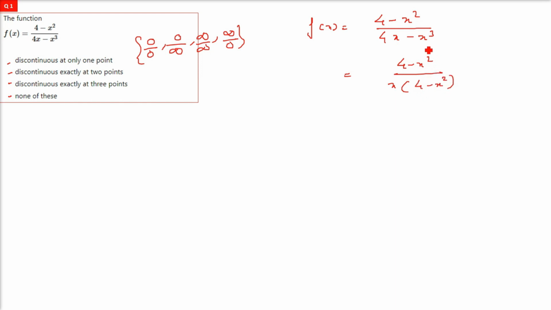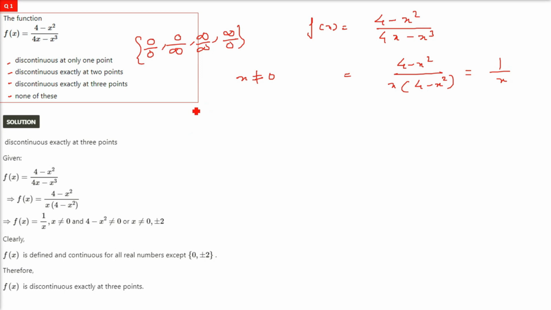So 4 minus x square, 4 minus x square. You will be tempted to cancel these two, so only 1 by x will remain. So the answer will be only x should not be equal to 0. This is one point. So you will be tempted to answer the first one. But it is not like that.